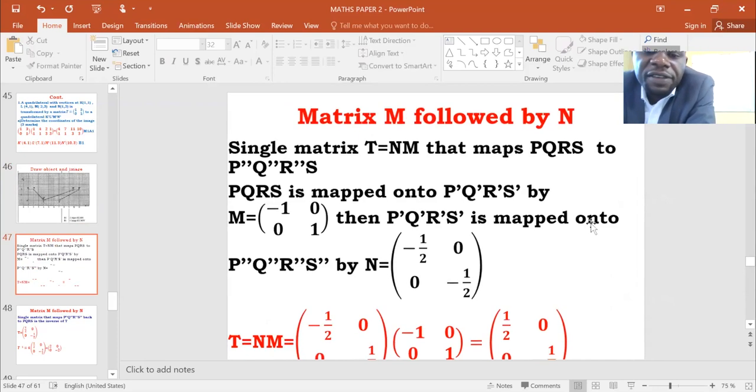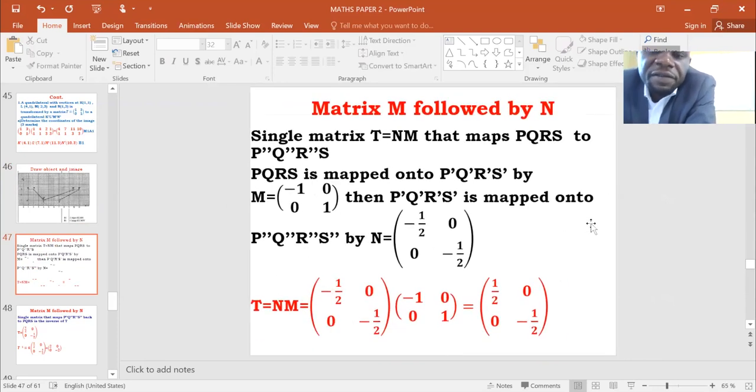And then there are cases where you have successive transformations. Maybe matrix M followed by matrix N. Maybe M maps PQRS to P prime, and then P prime is mapped to P double prime by another matrix. If you're asked to state or find one matrix that maps the original object, which was PQRS, to the final image, you just multiply the two matrices. But the order of multiplication should be the second matrix, then multiplied by the first matrix. So the second matrix comes first, then you multiply by the first matrix. Then that single matrix that you get should be the matrix that maps the original object to the final image.